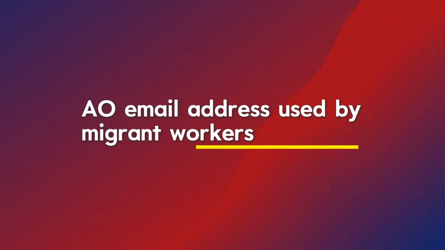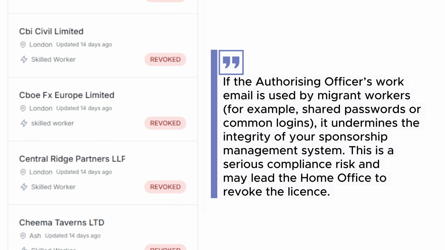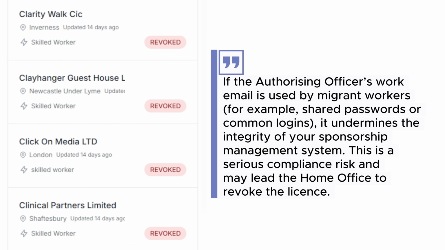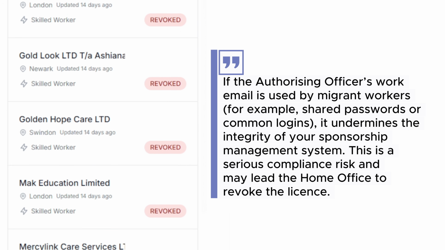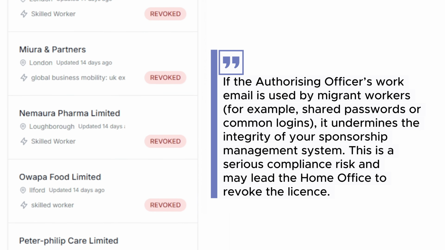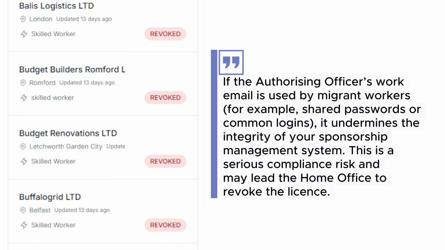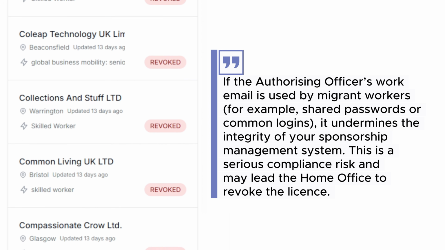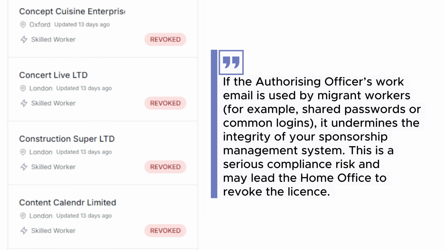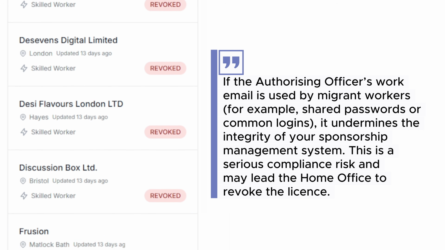The sixth most important reason is the authorizing officer's email address being used by migrant workers. So for example, you have applied for a sponsor license and you have only one office PC or laptop, but that laptop is also being used by the migrant worker. If the authorizing officer's work email is used by a migrant worker, for example, shared password or common logins, it undermines the integrity of your sponsorship management system. This is a serious compliance risk and may lead the Home Office to revoke the license.